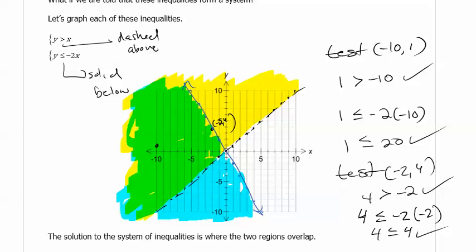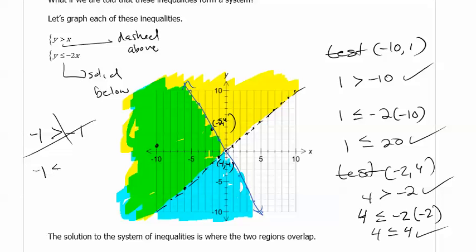Now, if I picked a point down here, this point would not satisfy my inequality. So let's pick a point down here and just test it anyway. Let's try negative 1, negative 1. Negative 1 is greater than negative 1. Well, that's not true. That doesn't work. And if it doesn't work in the first one, we know that it's not going to work in the second one. But we can just test it just to be sure.